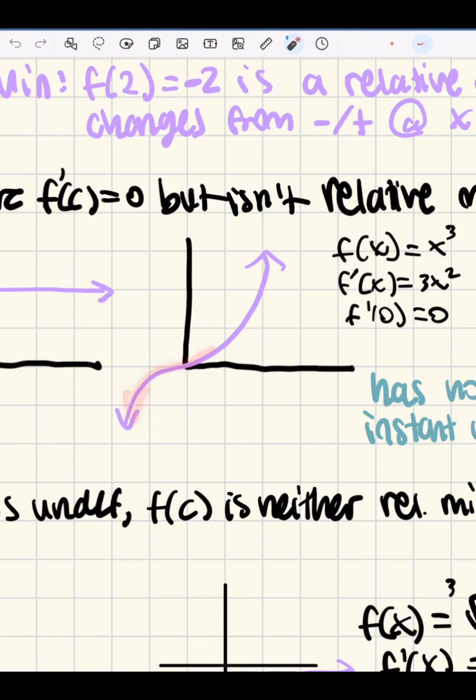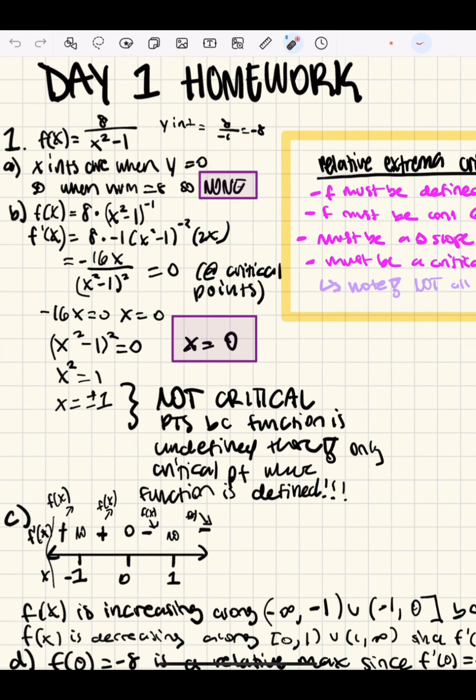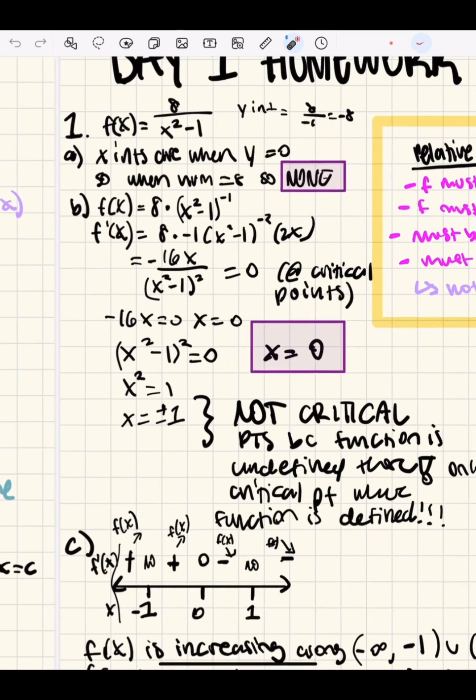So problem 1 here asks you, you can't see the packet in front of me, but I'm looking at it, and it asks you to find the x and y intercepts, to find the critical points, to find all intervals where f of x is increasing or decreasing, and then to find the relative extrema and justify your answers. So first we did x and y. I'm not going to go over those because I believe that you all know how to do that, so we're not going to focus on that. Instead, we're going to jump right down to b, which asks about the critical points.